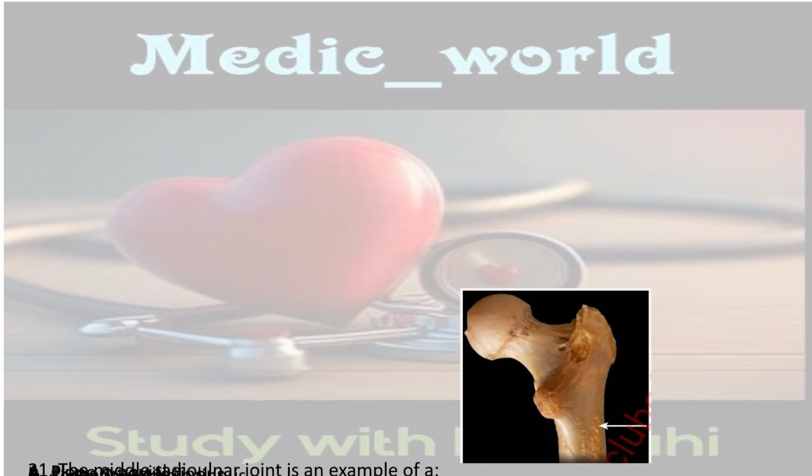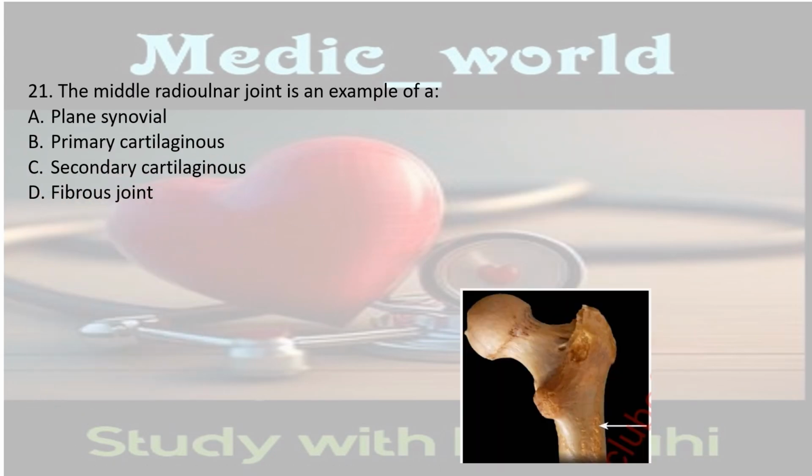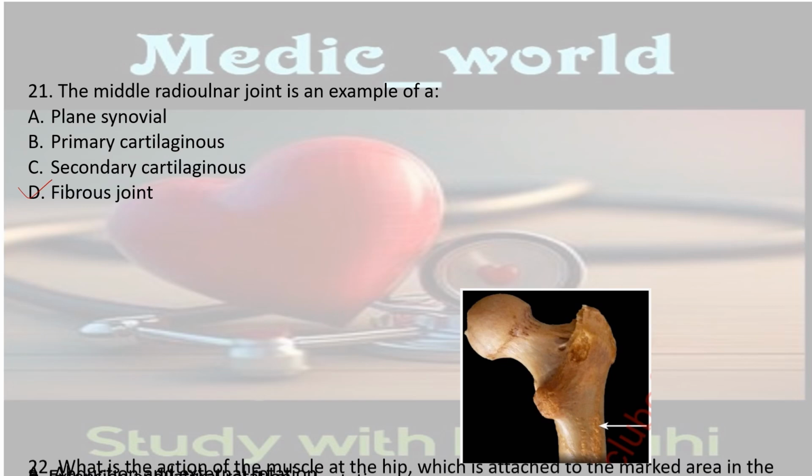Now the next question. The middle radioulnar joint is an example of a fibrous joint, that is syndesmosis. So the answer is option D, that is fibrous joint.